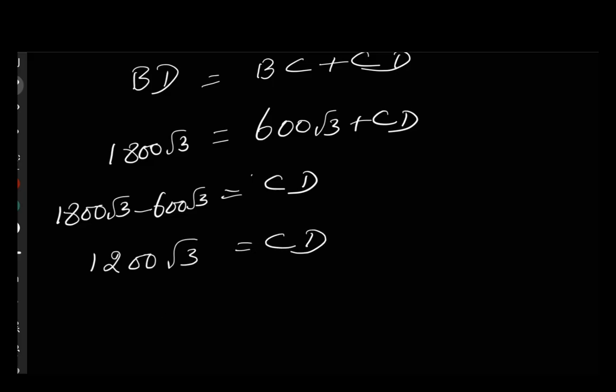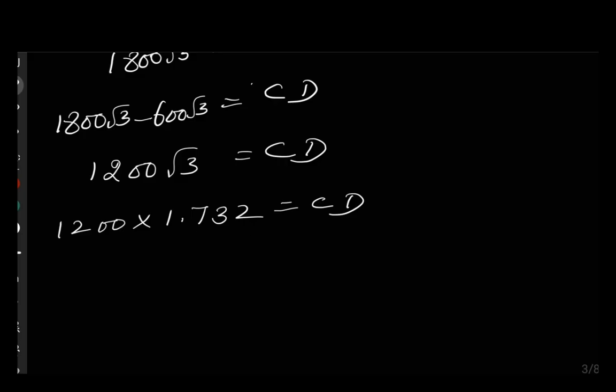What is the value given for root 3? 1200 into root 3 value 1.732 is equal to CD. You multiply these two numbers, keep the decimal after 3 decimals. Actually you can multiply in this way also, add 2 0 here. 12 2s are 24, 2 carry over, 12 3s are 36, 38, 3 carry over, 12 7s are 84, 87, 8, then 1 12s are 12, 20. So after 3 decimals I keep the point here.